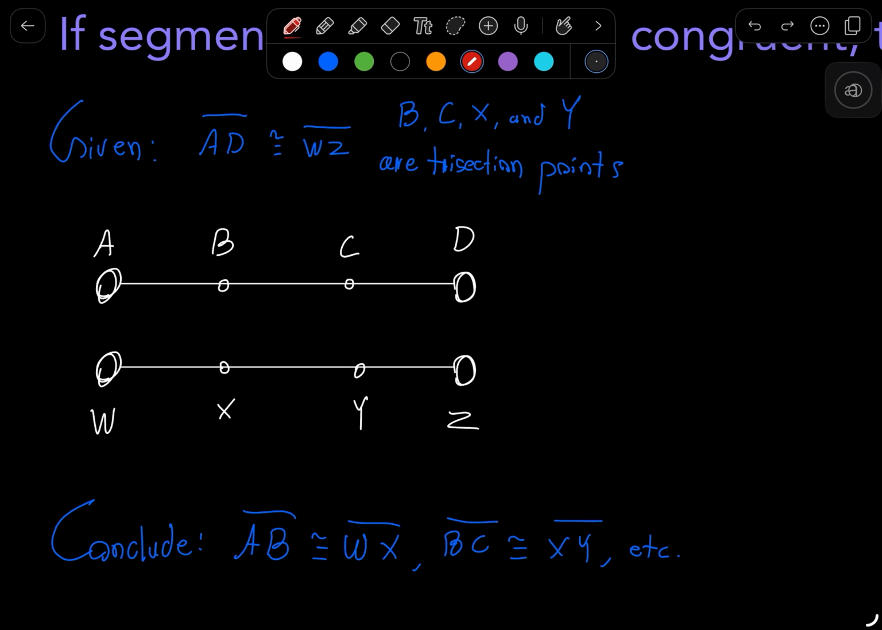Once again, there has to be some sort of trisection, bisection, or midpoints involved, right? You can't use these properties if that's not established or given in the problem. And again, if that doesn't make sense, right?